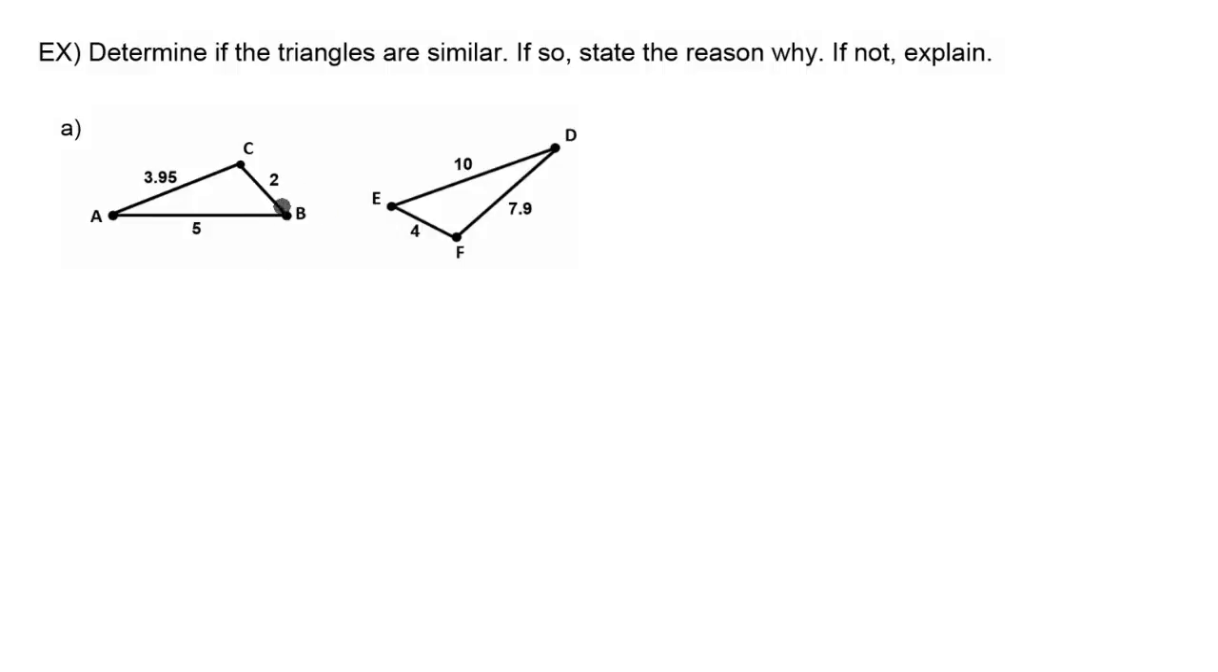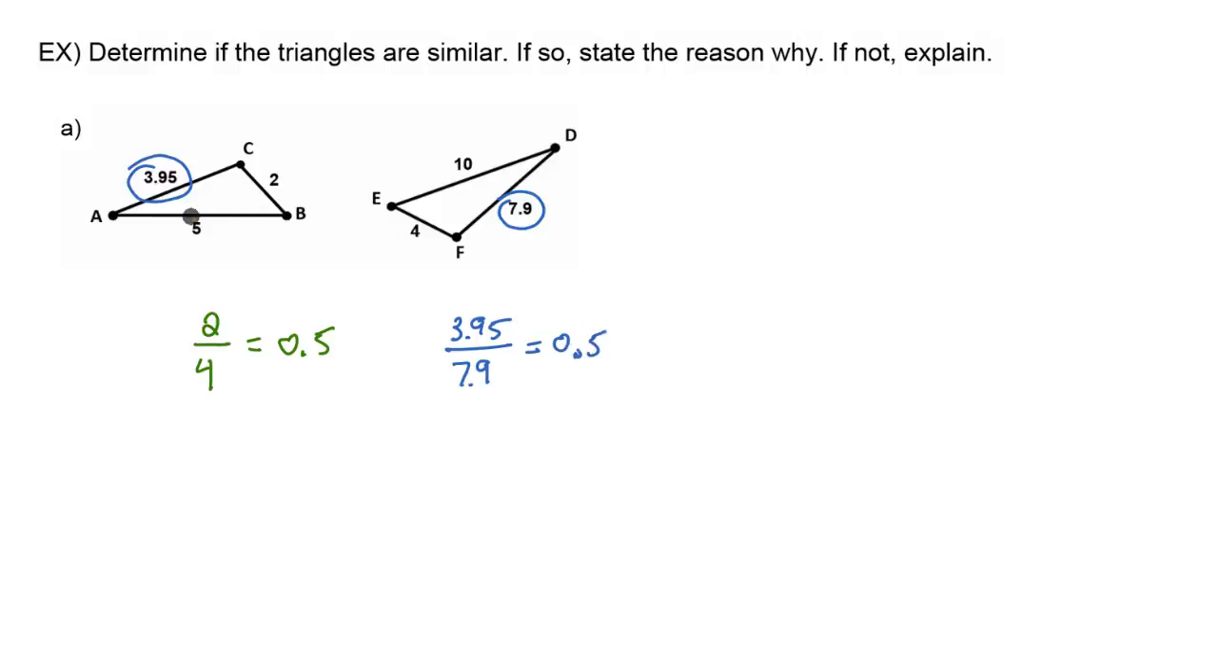What I normally like to do is take the smallest side of the first triangle. The smallest side in this one right here is going to be 2. And I divide that by the smallest side over here, which is going to be 4. 2 divided by 4 is going to be 0.5. Then I would take the next largest side, in this case 3.95. So I write that down, and I divide it by the next largest side in the triangle to the right, which is 7.9. If I divide these, the decimal that I get is 0.5.